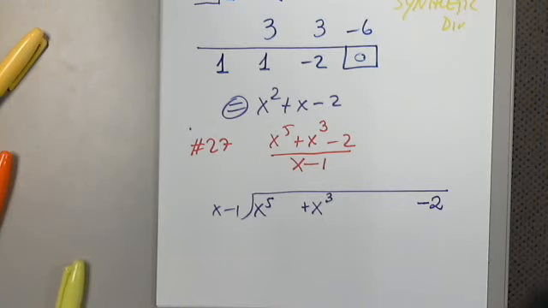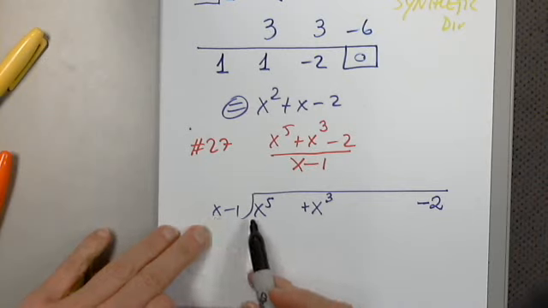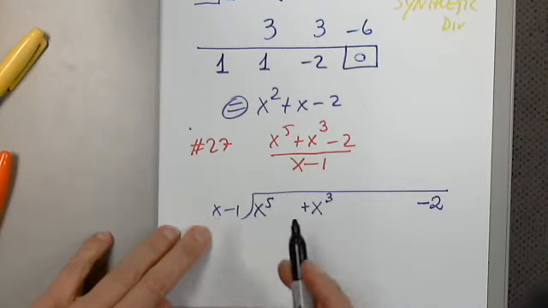Now, what happens if I don't leave those spaces? Well, I will not be able to properly divide. What if I leave the spaces and I don't use them? That's okay. If I don't use them, I don't use them. So, first question, x times what is x to the 5th?